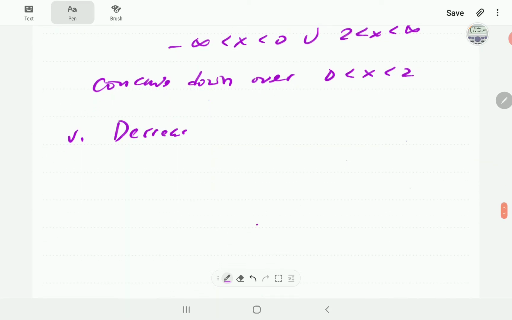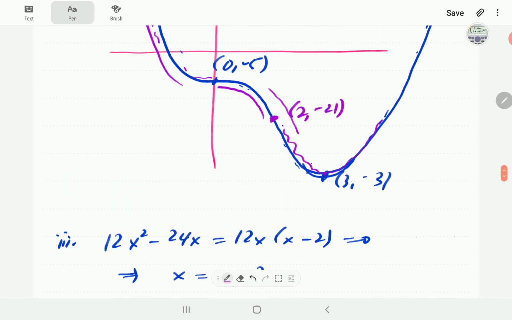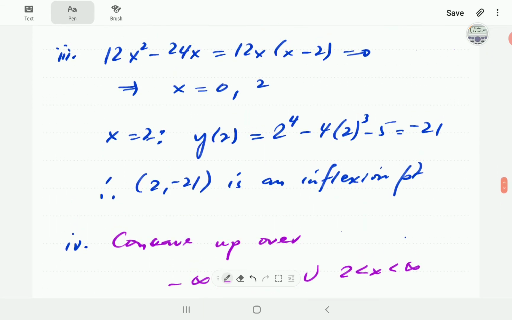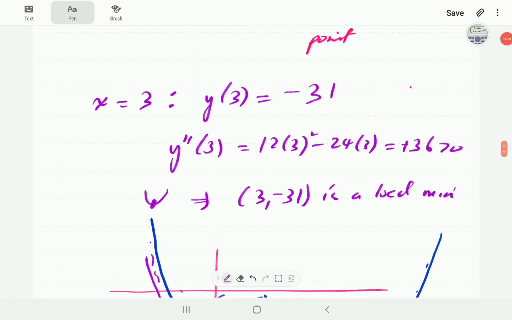So decreasing over this region, union this region here, and then the graph is increasing on the right hand side of 3. So x is bigger than 3. All right, so that is about that in terms of analyzing and sketching this curve here using calculus.